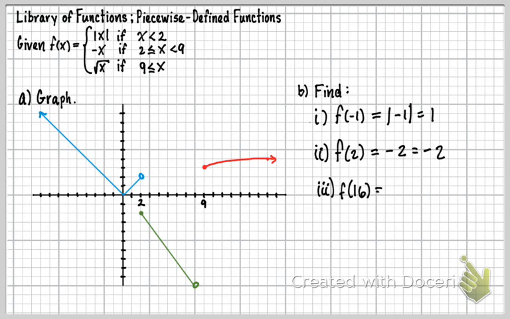Now, I know I didn't have to rewrite that, but I did. Okay, now for f of 16. So that means I'm going to use this one here, because that's where my 16 lies, where x is greater than or equal to 9. So I'll use that one. So that tells me I'm going to use that square root function for that. So square root of 16, and that equals 4. So those are my 3 answers for this problem. And there's the graph. Not too bad.